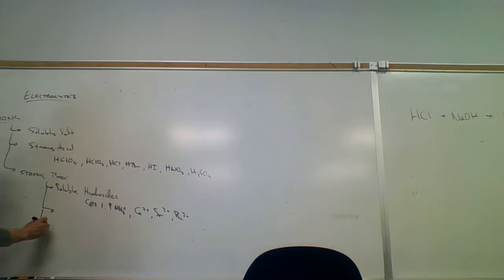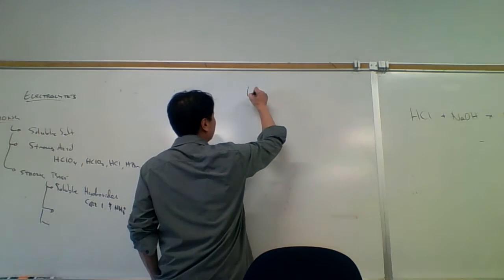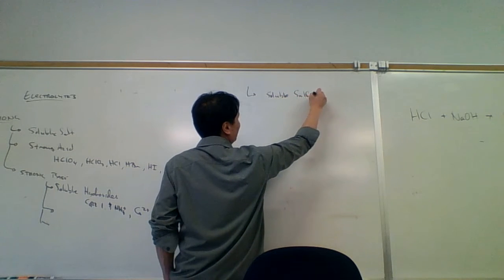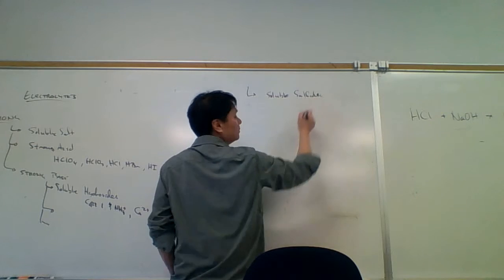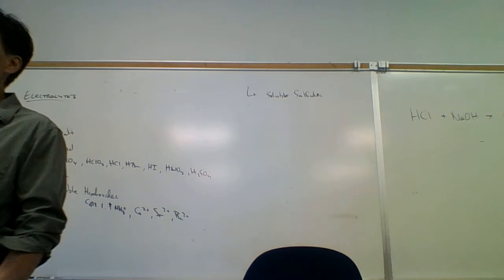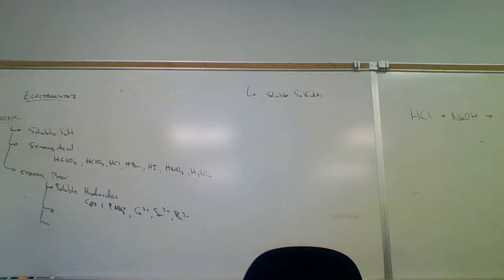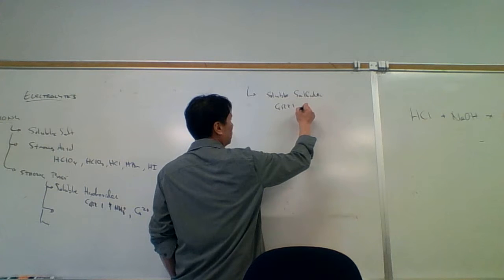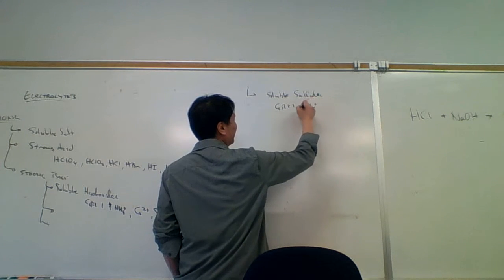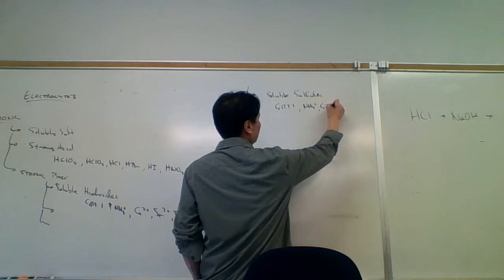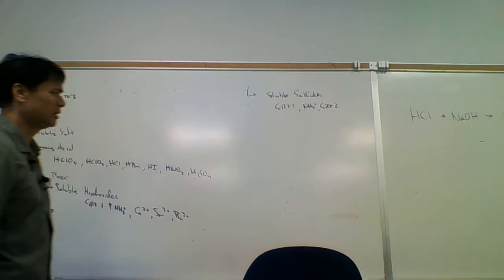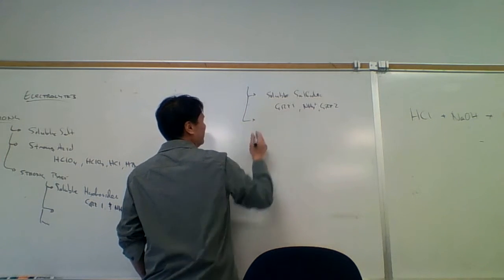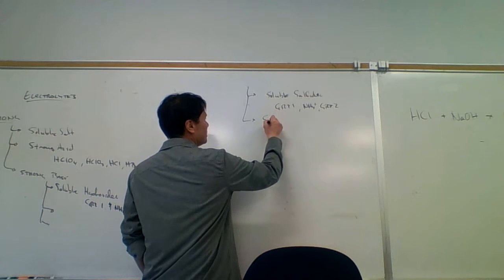What else? There are others. The others would be soluble sulfides. What are the soluble sulfides? Group 1, ammonium, group 2. That's correct. And so those would be strong bases. Soluble sulfides, and then soluble oxides.